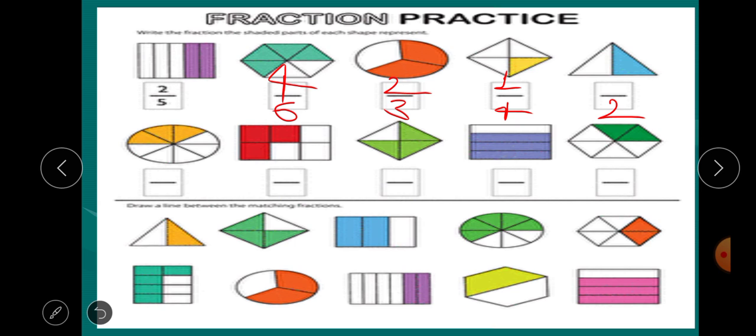Out of these 2 parts, 1 part is shaded. So 1 by 2 will be the fraction for the shaded part.